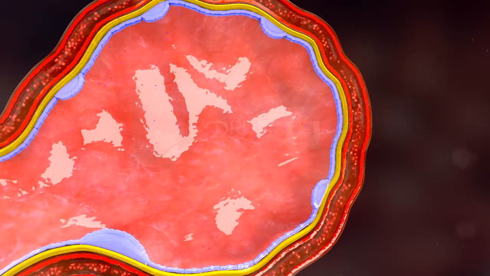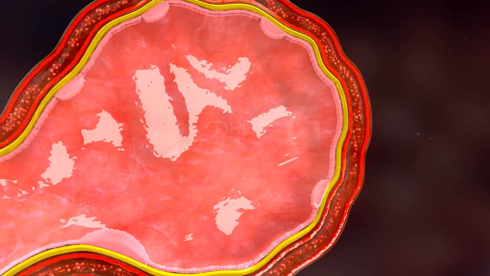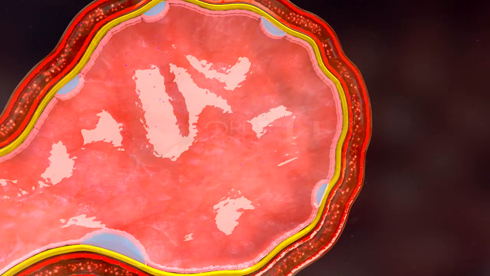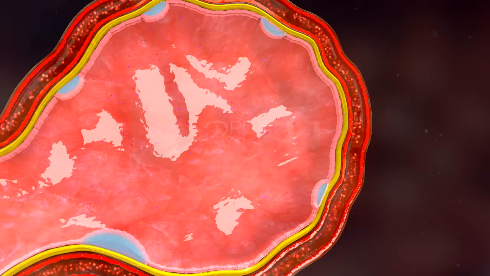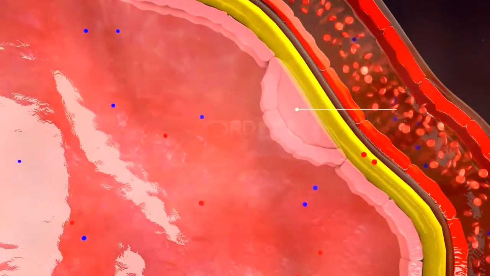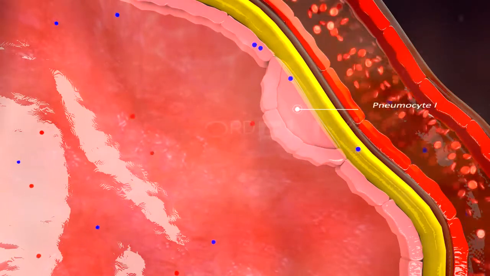The squamous cells forming the inner lining of the alveoli are called pneumocytes. They are of 2 types, pneumocyte 1 and pneumocyte 2. Pneumocyte 1 are more abundant and involved in the exchange of gases.